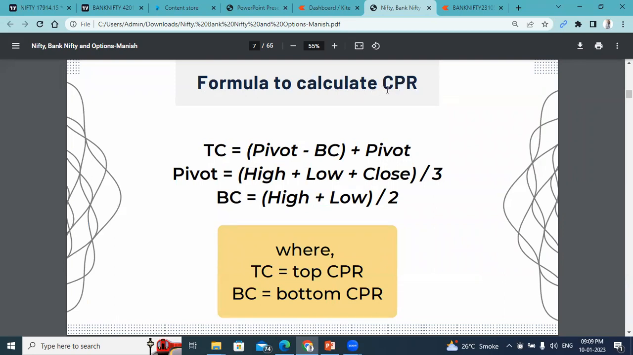Now practically speaking, you are not required to do all these calculations. You don't need to do these calculations because CPR is a ready indicator. On the TradingView platform, I will show you how we can add CPR. But if you are learning CPR for the first time, you should know this. At a basic level, as a trader, you should know how CPR lines are calculated.